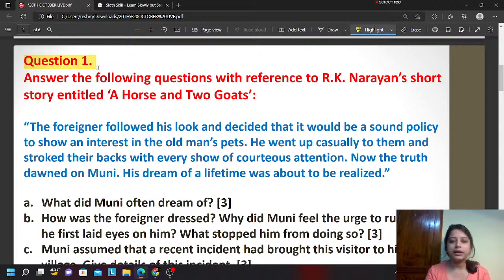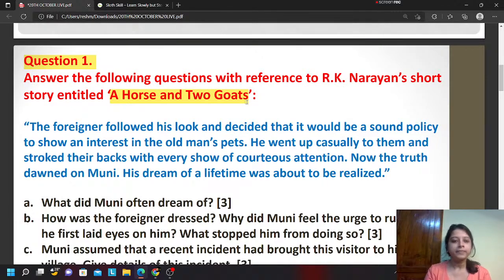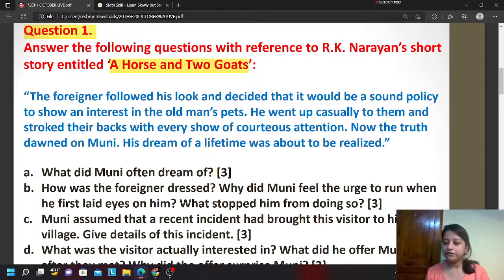So question number one, as you see, it is: answer the following questions with reference to R.K. Narayan's A Horse and Two Goats. Our first topic is this, a horse and two goats. So I will tell everybody, horse and two goats is included in class 10.